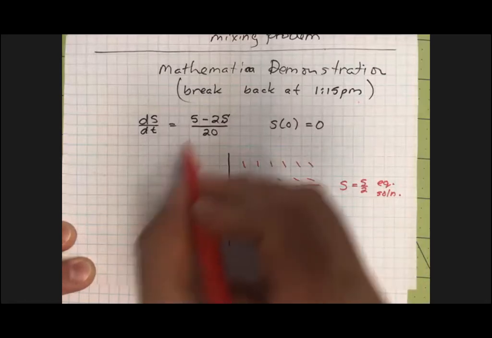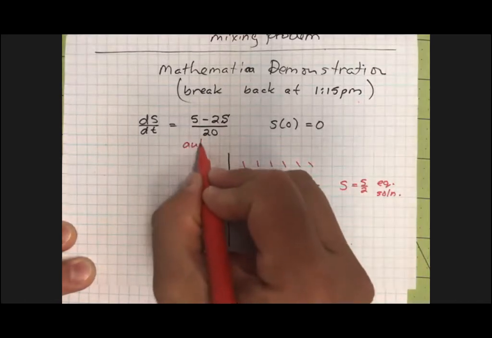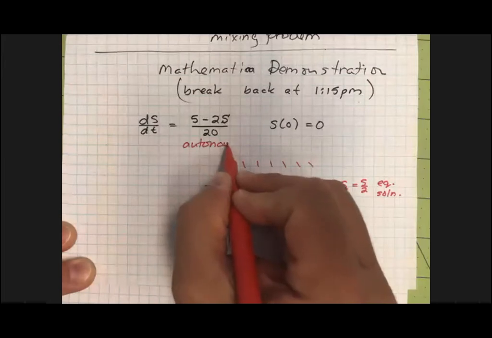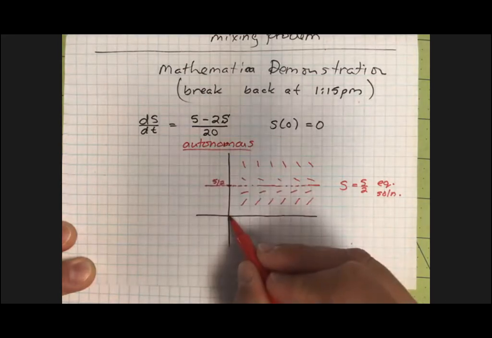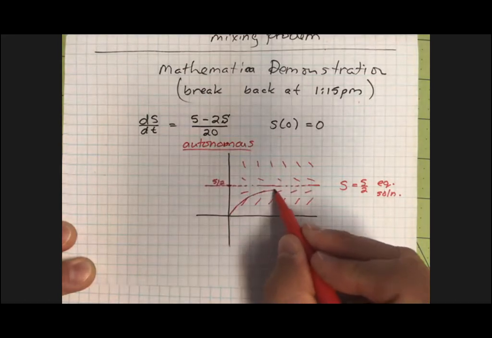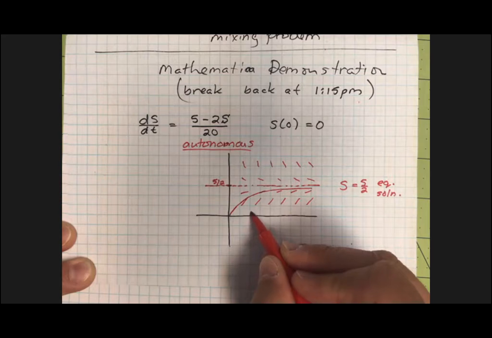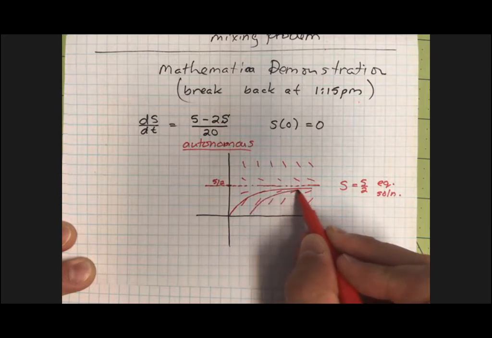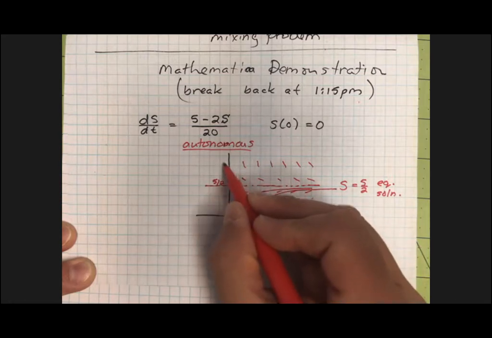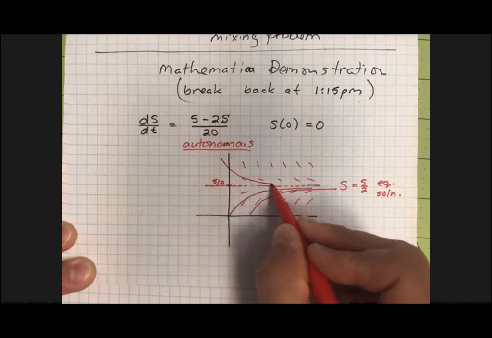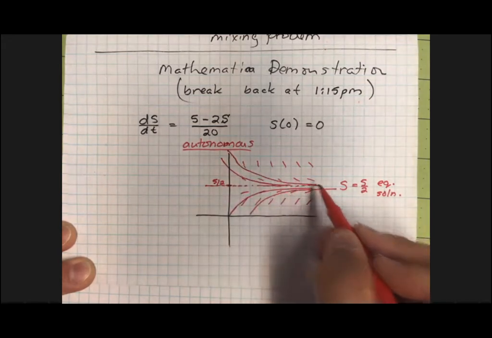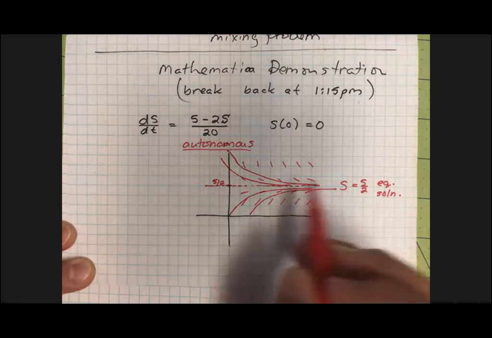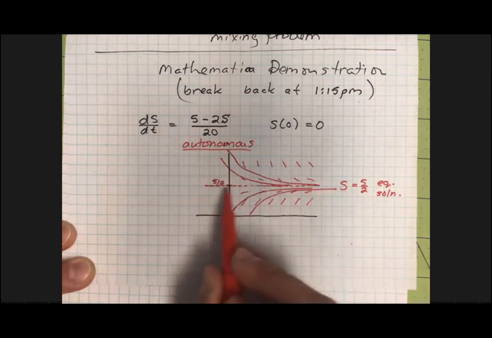But remember, this is an autonomous equation. And autonomous equations are special. Why did we say this yesterday? Every vertical translation of a solution is a solution. No matter where I start the salt in that tank, it's going to follow that same pattern. The slope field is constant on any horizontal line.